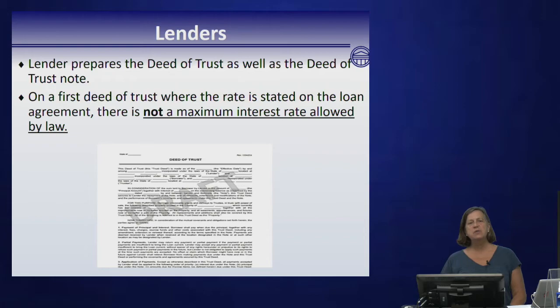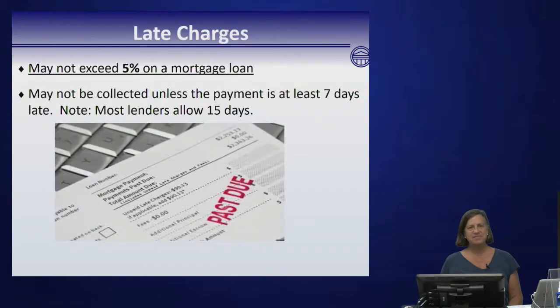Lenders. The lender is going to prepare both the deed of trust as well as the deed of trust note. On a first deed of trust where the rate is stated on the loan agreement, there is not a maximum interest rate allowed by law. Late charges. What if you're late on a payment? Well, late charges may not exceed 5% on a mortgage loan, and late charges may not be collected unless the payment is at least 15 days late. My note to you is this: most lenders do allow 15 days, but the law says at least 7 days late.